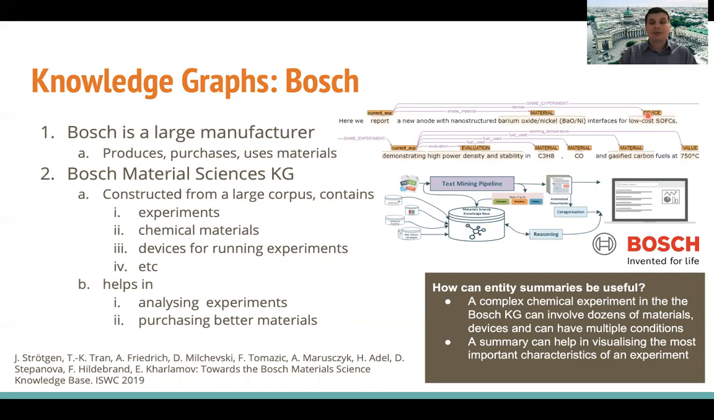How can summaries be useful in this application? A complex chemical experiment can involve dozens of materials and devices, and can have multiple conditions. A good summary can help in better visualizing the most important characteristics of an experiment when the user is browsing a knowledge graph.